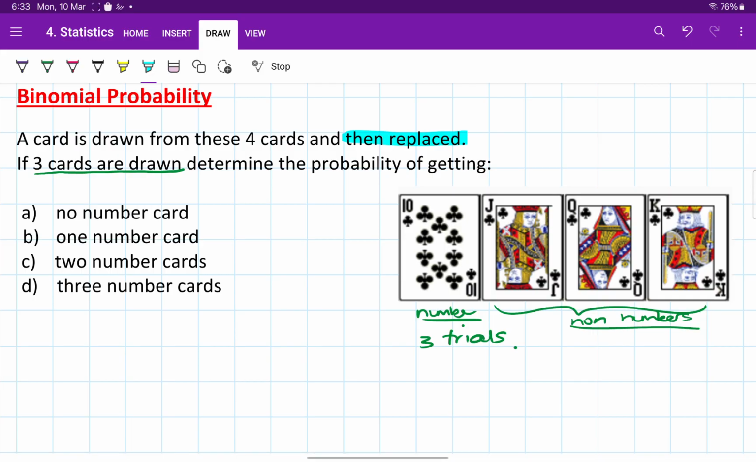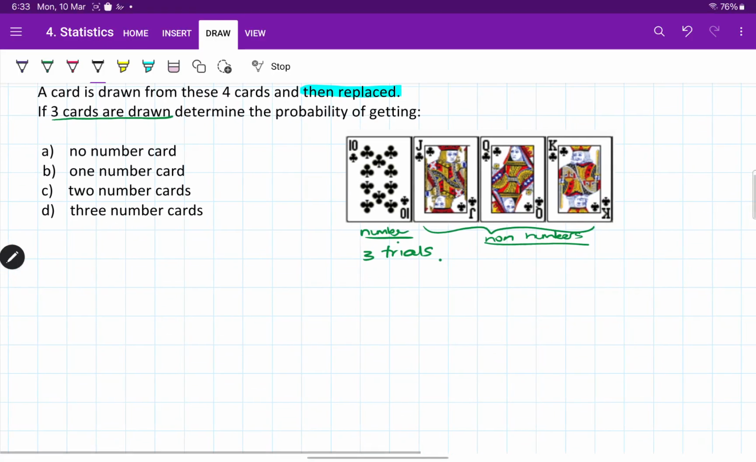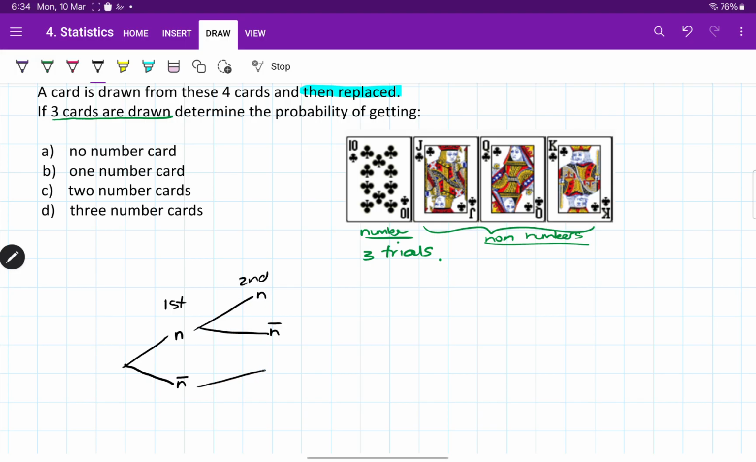Okay, so we can now have a look at how we might do this. So 3 cards are drawn, so we have a multiple event happening. If we remember back, probably one of the most common ways of looking at this is a tree diagram. So let's draw a tree diagram for our 3 draws. First draw, we either get a number or not a number. Second draw, if we get a number first, we can get a number second, or we can get not a number. Or if you get not a number first, you can get a number or not a number second. And the third draw.